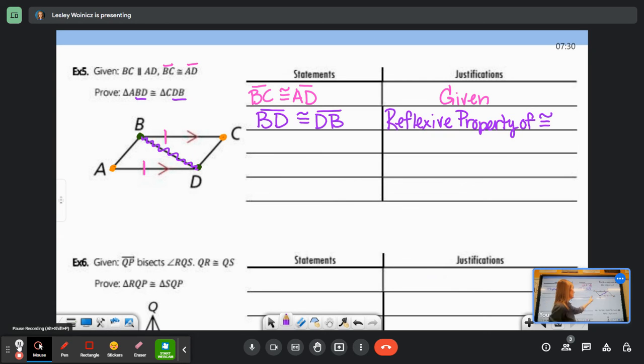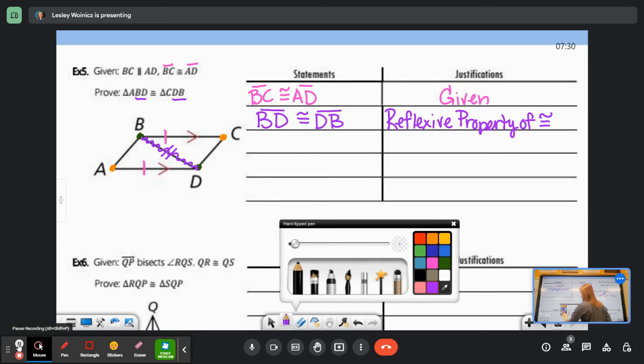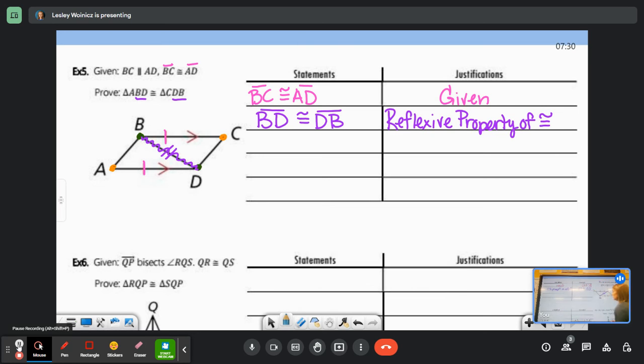Okay, so I have two sides congruent. Now all I need is an angle between those sides. Wouldn't it be great if I knew that this angle was congruent to this angle? Well, I have another piece of given information. I know that segment BC, oh, that should really have lines over them too.